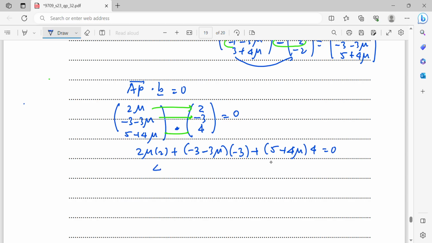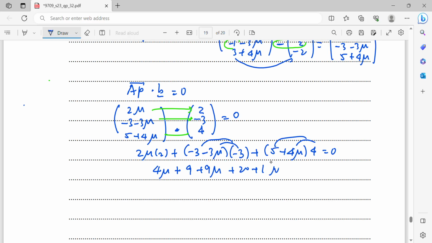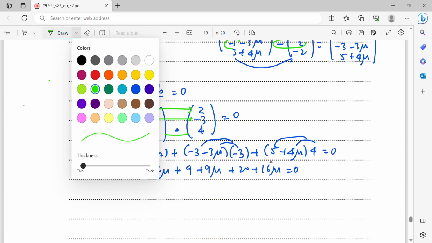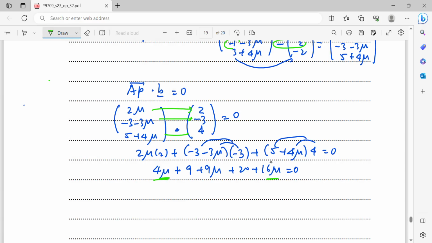So here I will get 4 mu. When you times in the minus 3, it will be plus 9 mu. And then when you multiply, it will be plus 20 plus 16 mu equals to 0. So now 16 mu plus 4 mu is 20, plus another 9, it will be 29 mu. The 9 and the 20 will be positive 29. When you move all this to the right side, it will be negative 29. Which means now my mu is minus 1.